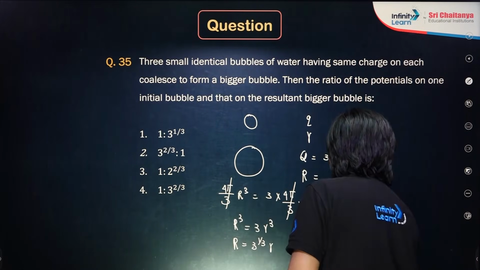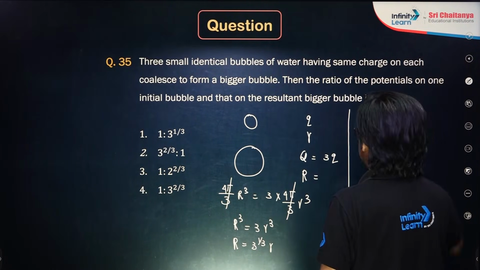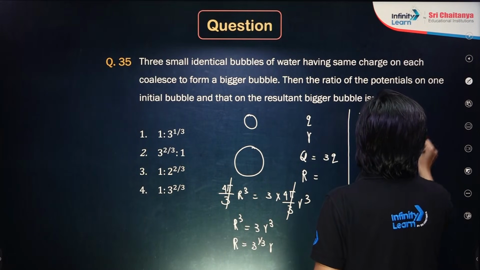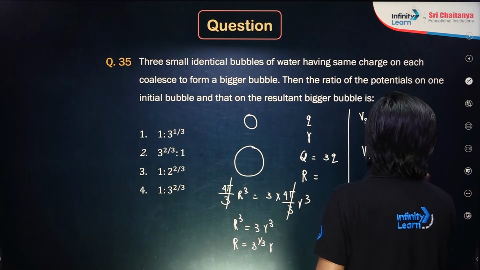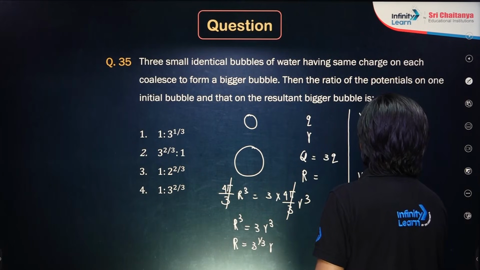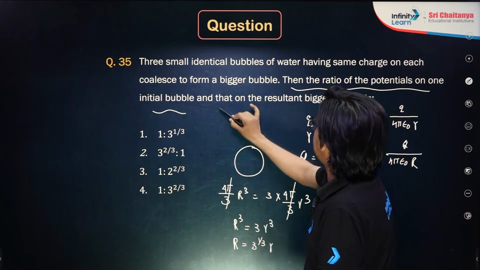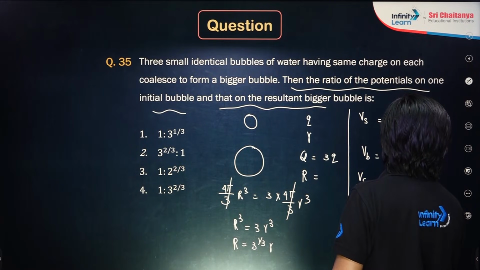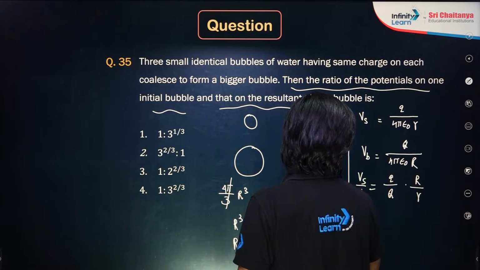Now you can find the potential of the smaller one. Let me call it Vs. Vs is equal to small q divided by 4 pi epsilon naught divided by small r. For the bigger one, Vb is capital Q divided by 4 pi epsilon naught divided by capital R. If you take the ratio Vs to Vb, which is what they are asking, the ratio of the potential on one initial bubble and that of the resultant bigger bubble, it comes out to be small q divided by capital Q into capital R divided by small r.